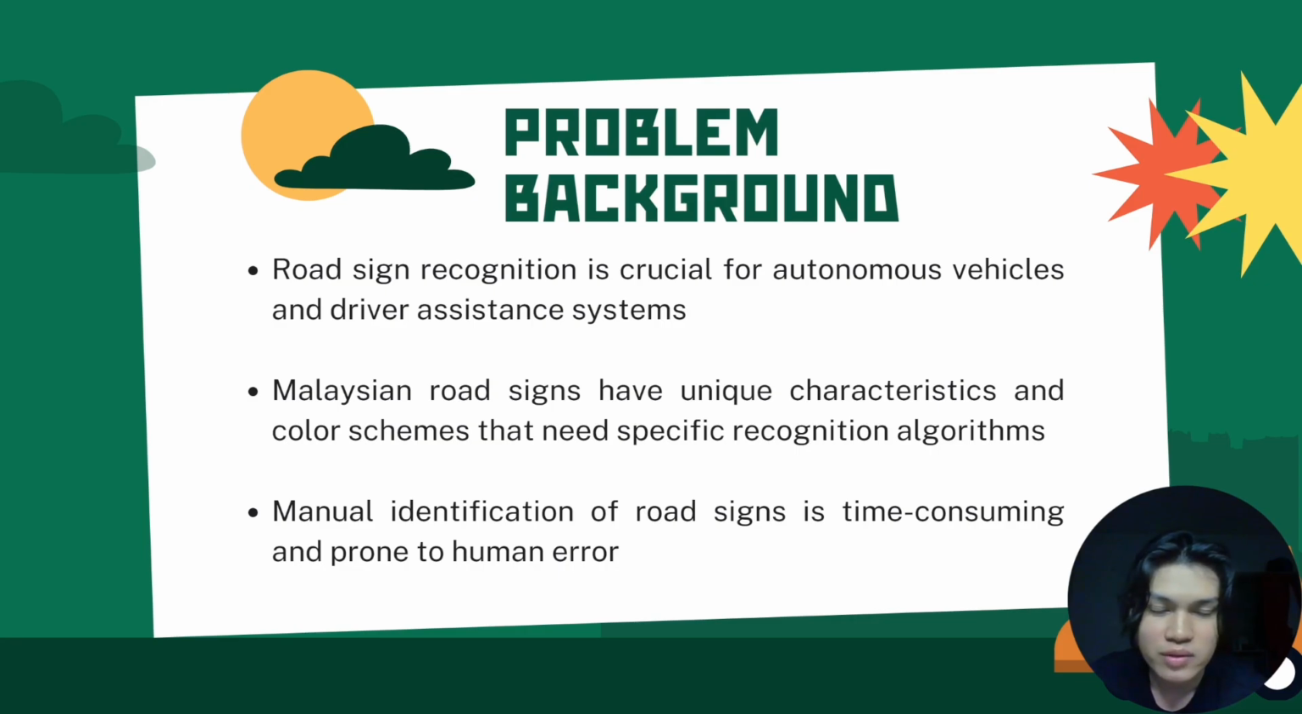If we depend only on manual observation, it can be slow and also lead to mistakes, especially when the driver is tired or distracted. That's why using image processing and automation can be very helpful. It can make road sign detection faster, more accurate, and more reliable.